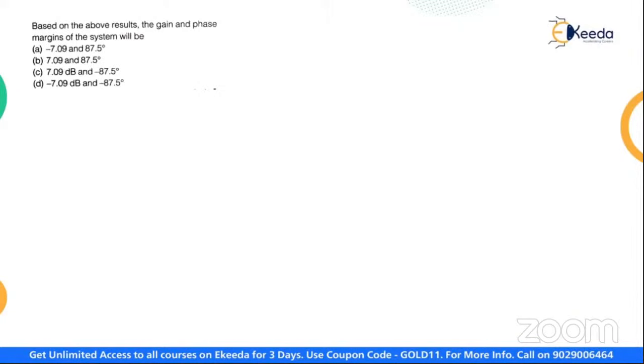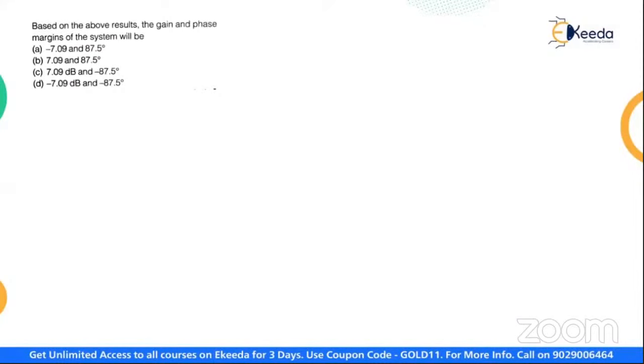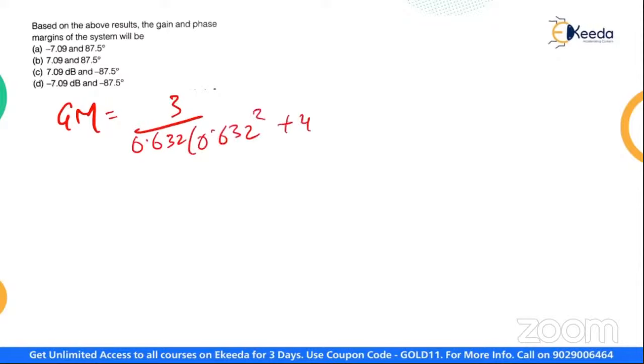Based on the above results, whatever we have got, the gain and phase margins of the system will be, the same question, the next part. So what is gain margin? Gain margin is nothing but 1 upon the gain at omega PC. So 3 upon omega PC, that is 0.632, the whole square plus 4, raised to 1 by 2. What do you get here? You get gain margin equal to 2.26.